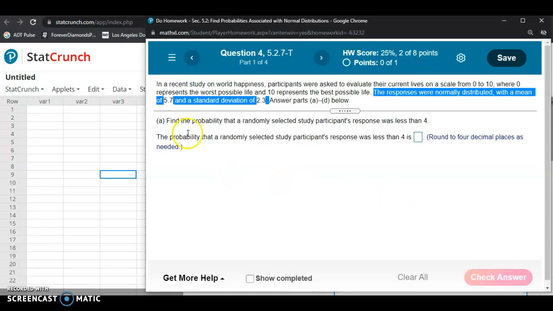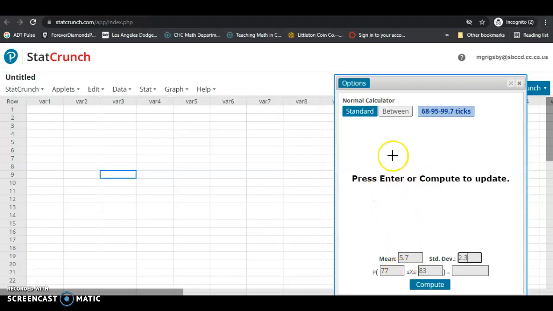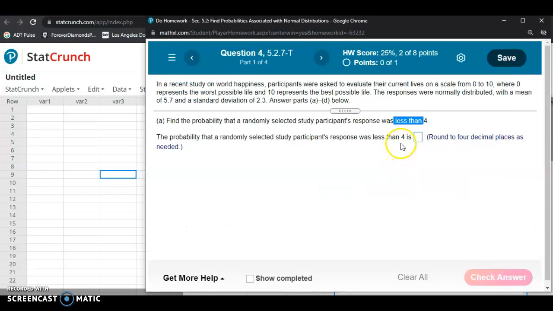Part A says find the probability that a randomly selected participant's response was less than 4. So the keyword here is less than. You're looking for keywords such as less than, greater than, at most, at least, or not more than, because that's going to tell you the area you're supposed to find, but also the direction of the inequality that you will select. So less than means you're going to select the less than symbol.